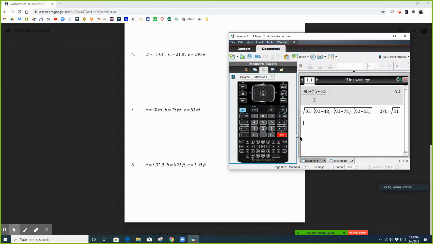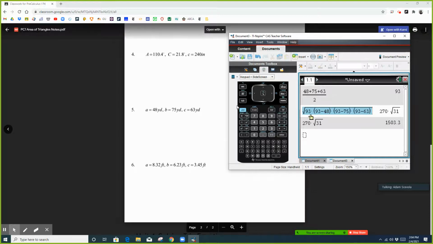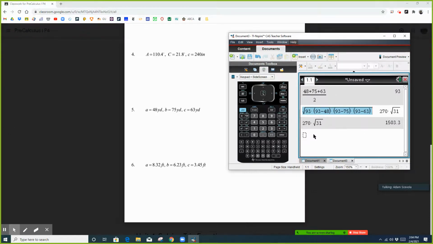A lot of times in the real world, you're not going to get answers in simplified radicals. In math world, it's good to have exact answers, but we're talking about areas of actual things. We want to round to a decimal. If I convert that to a decimal, we'd get 15.03. So that's number 5. If I asked you to show your work, I would just look for you to write this part down.